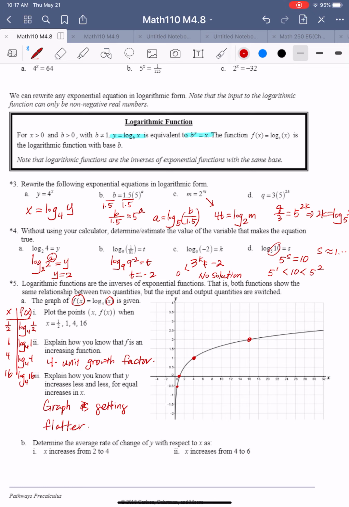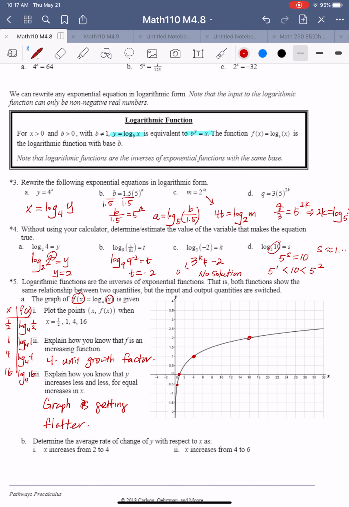Okay. All right, now B, determine the average rate of change of y with respect to x. So x increases from 2 to 4, which means you have to use f of 4 subtract f of 2 over 4 minus 2. So f of 4 is going to be 1, and f of 2, if you're using it, I got 0.5, and then over 2. So it's going to be 0.25.